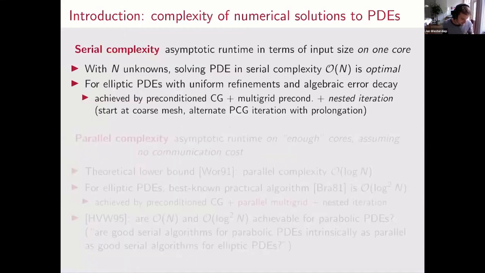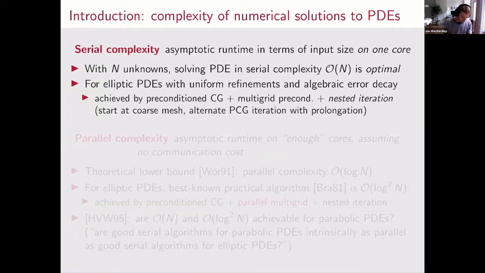So let's take a look at some complexity results. We all know the serial complexity of an algorithm is its asymptotic runtime in terms of the size of the input on a single computer, a single core. And if we discretize some PDE with n unknowns, if you're looking at a serial computer, then solving it in linear time is optimal, because you need to set up the right-hand side of the linear system, for instance. You can't be faster than linear.